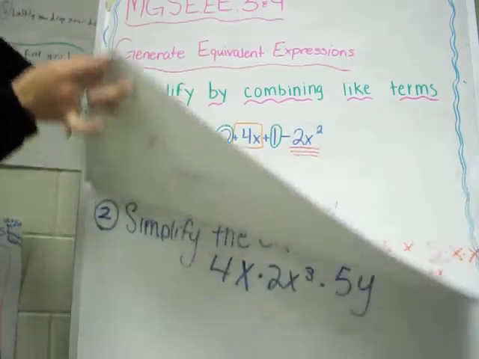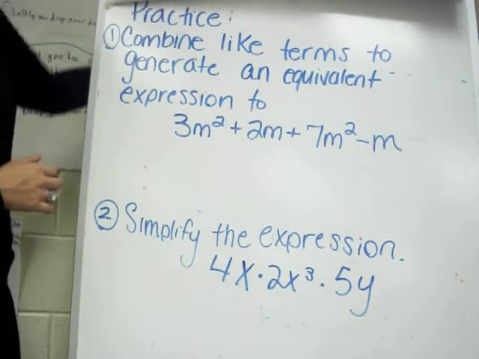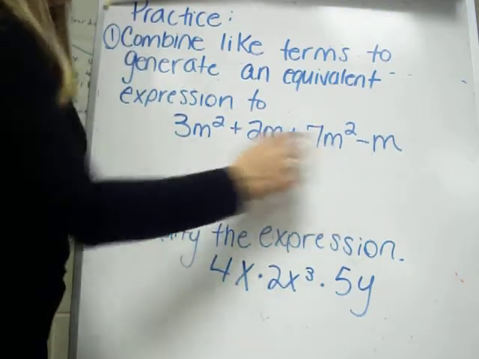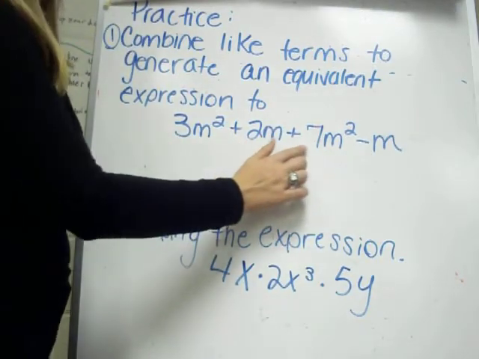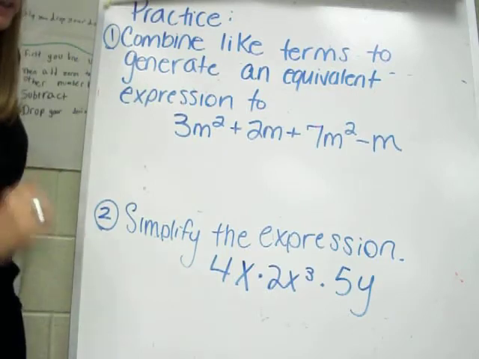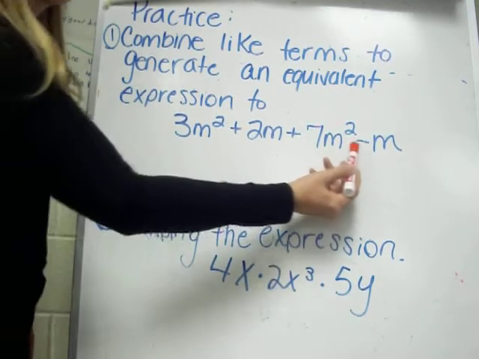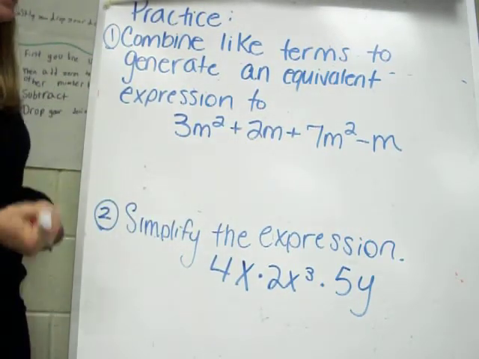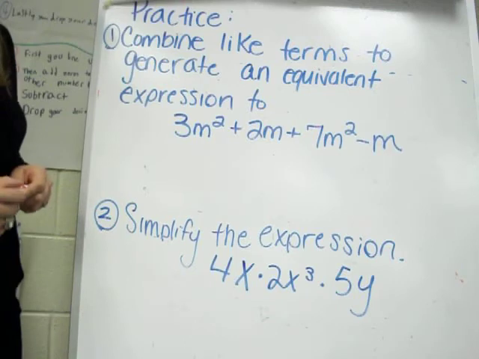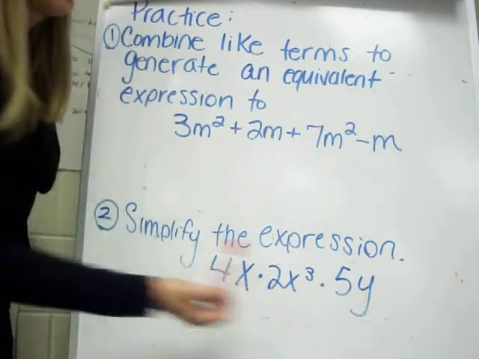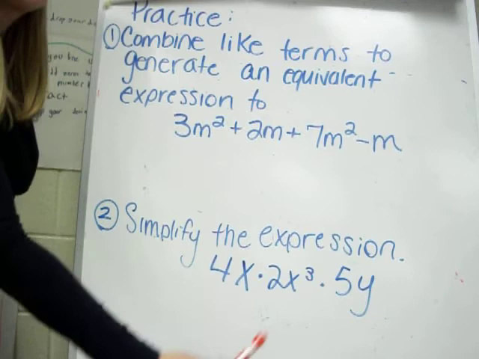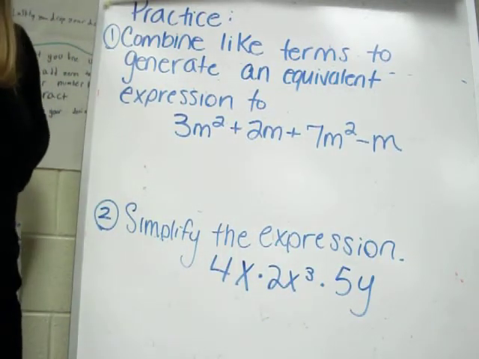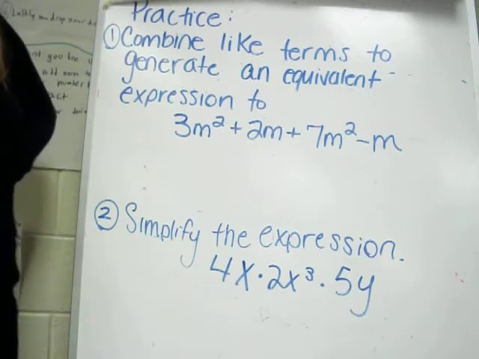Alright, I have a couple for you to try on your own. It says combine like terms to generate an equivalent expression to this. 3m squared plus 2m plus 7m squared minus m. Remember, the symbol in front of the variable or the coefficient goes with that term. And you can only combine like terms. On the second one, it's multiplication, so you can combine it all because it's all multiplication. Alright, if you'll pause the video, try these on your own, and then press play and check your work.